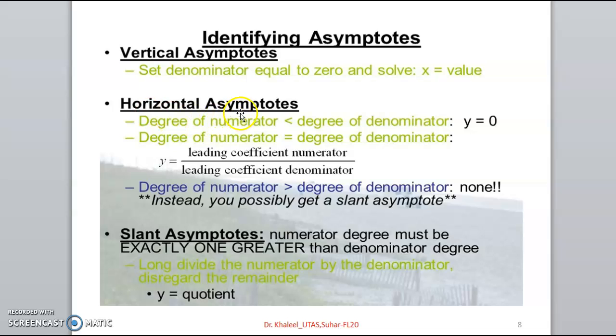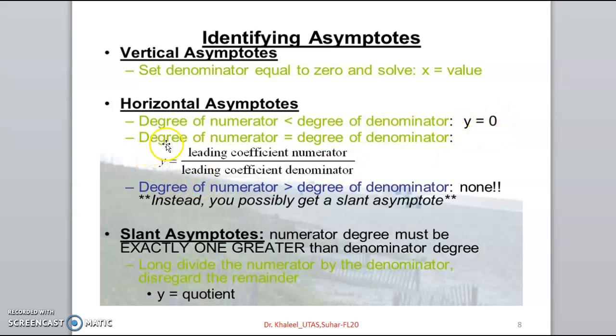Second, horizontal asymptote. To find the horizontal asymptote, first you have to compare the degree of the numerator and the degree of the denominator, that means for rational functions. If the degree of the numerator is less than the degree of the denominator, you say that y is equal to 0 is the horizontal asymptote.